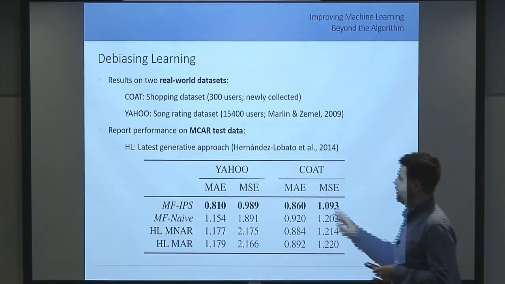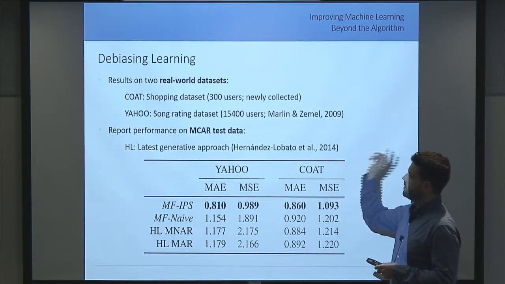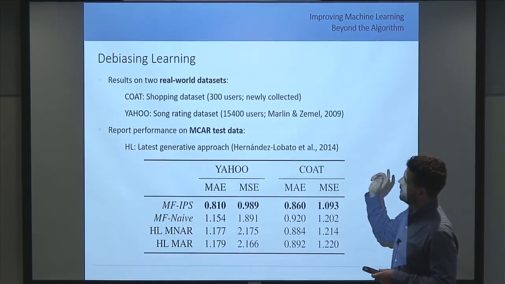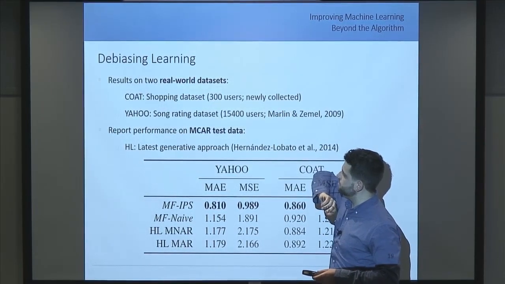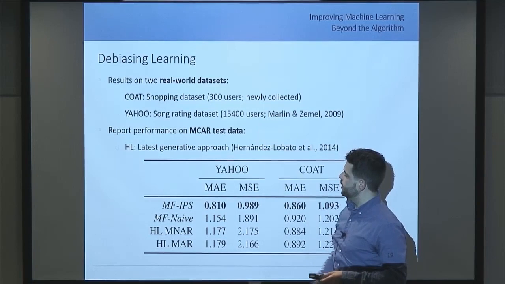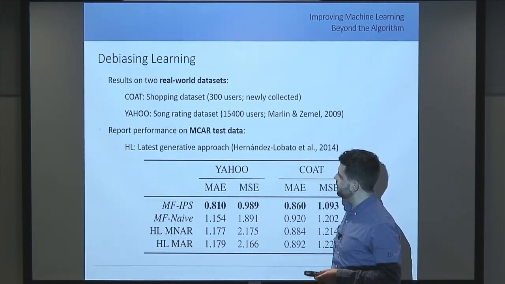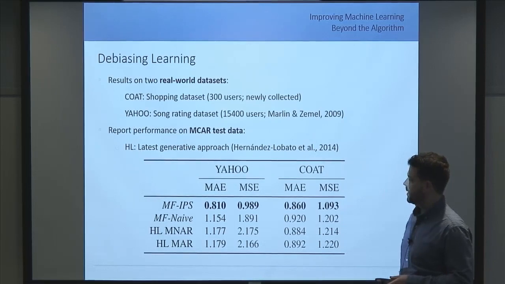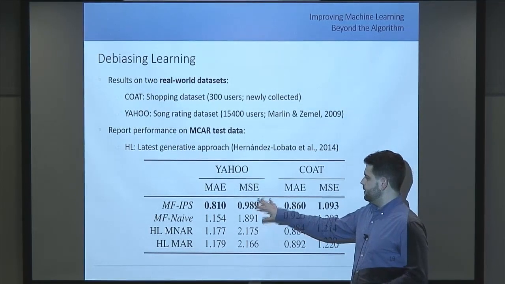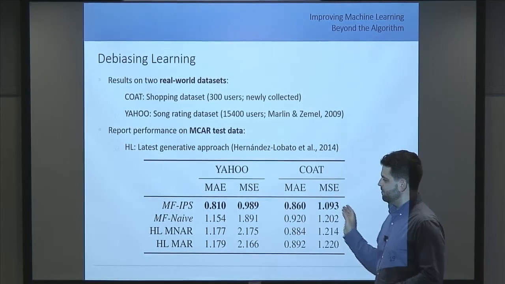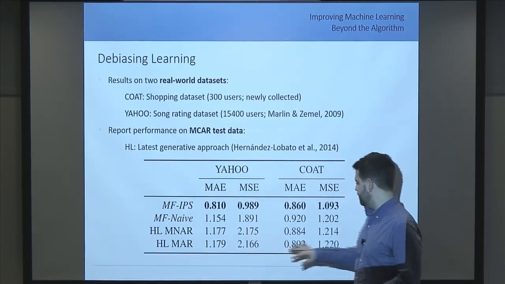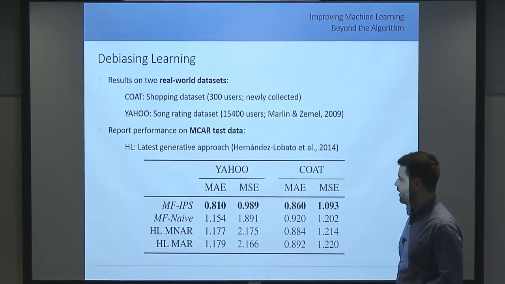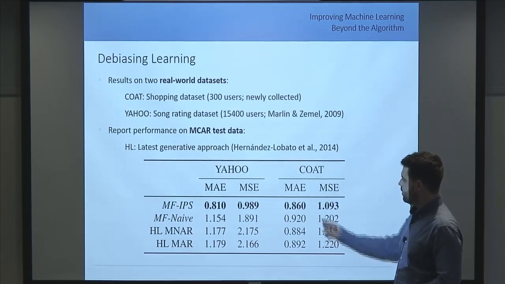And on both data sets, the propensities were estimated via logistic regression using user item features in the coat data set and using naive Bayes for the song rating data set. And then the results show that our method outperforms both the naive matrix factorization as well as the more sophisticated generative model on both losses and on both data sets.